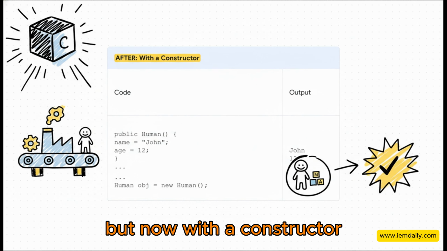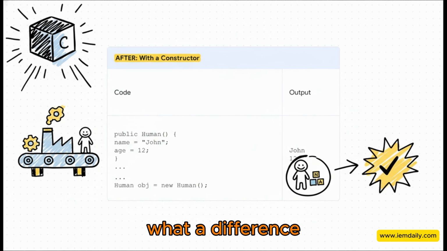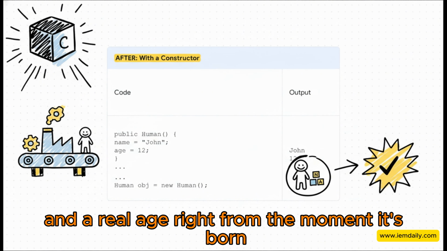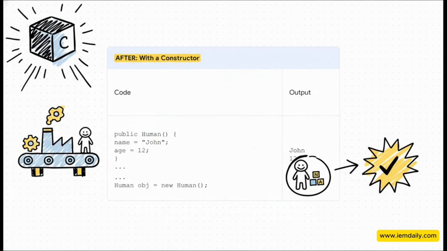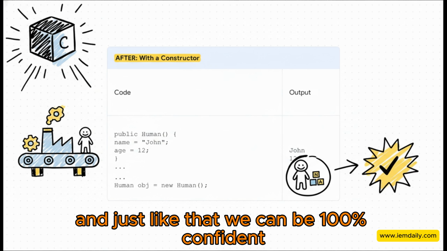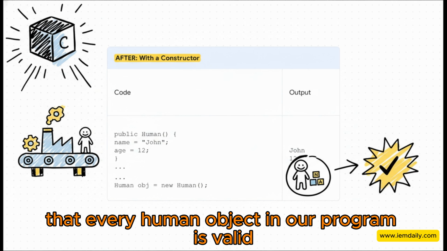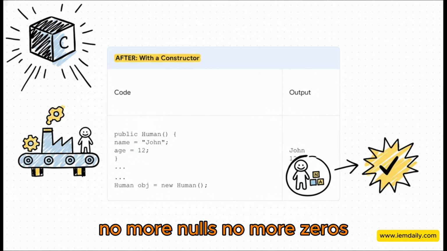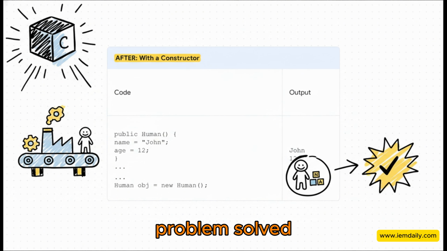But now with a constructor, what a difference. We can give our new human object a real name and a real age right from the moment it's born. And just like that, we can be 100% confident that every human object in our program is valid and ready to go from the very start. No more nulls, no more zeros, problem solved.